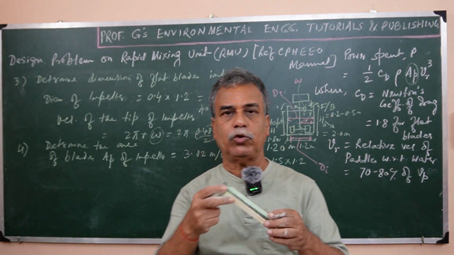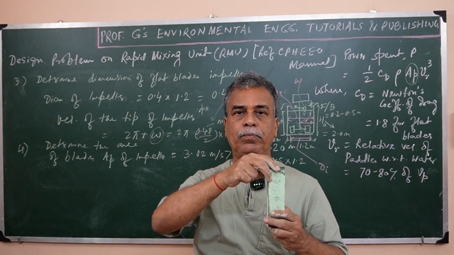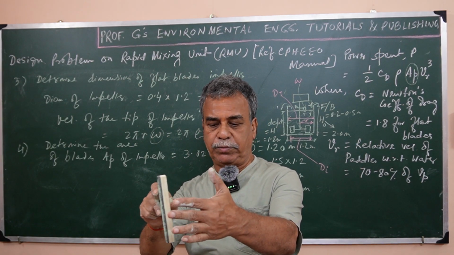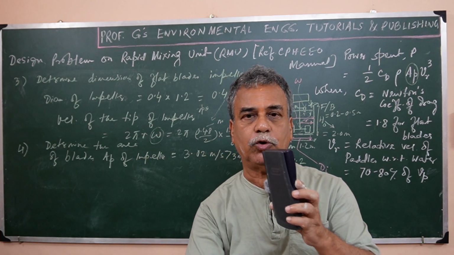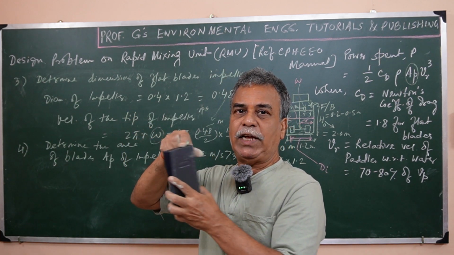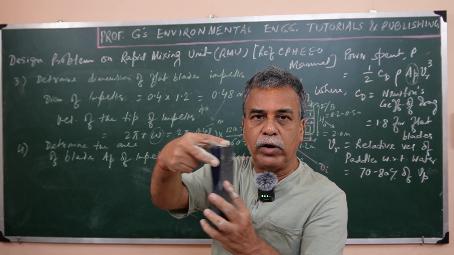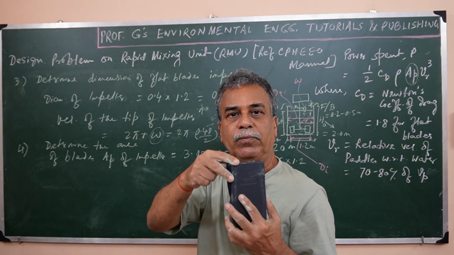What is the significance of that? Suppose this blade is rotating, right? This is rotating like that. If AP is more, naturally its dimension is more, so more turbulence will be there, and more power will be required to be input also.